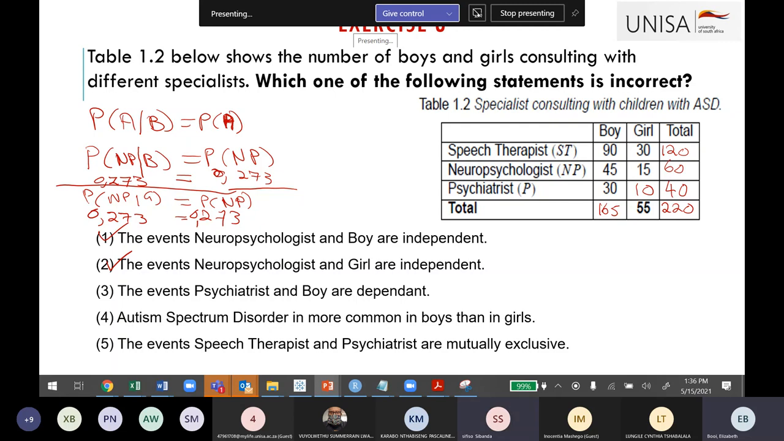Yes, I'm lost. Why are you lost? Where are you lost? I'm lost. The probability of neuropsychologist given it is a boy.